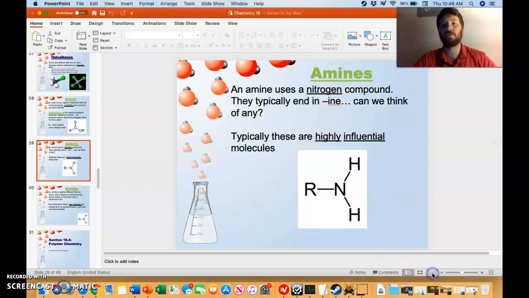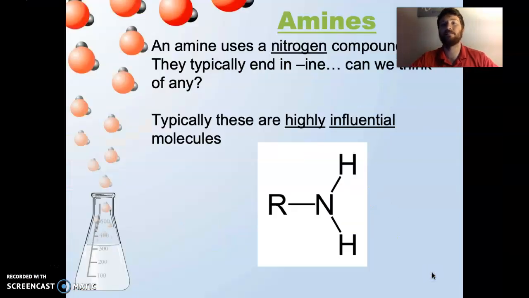Another thing that ends in -ine, nicotine, very influential, takes over the brain. And there are a lot of drugs that are related to -ine. You can look those up if you'd like. A lot of benzos, if you've heard of those, are sometimes recreational drugs, sometimes prescribed for anxiety and just to feel better about yourself. A lot of those are amines too, and they just take control of the body.